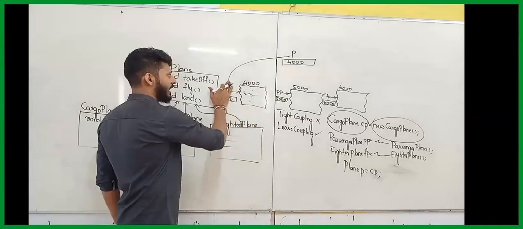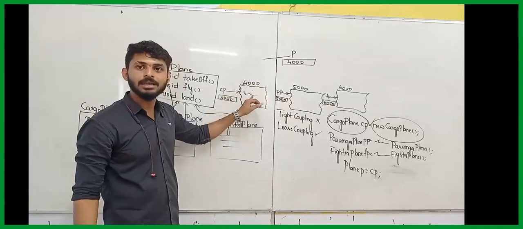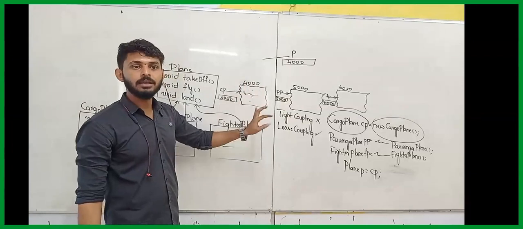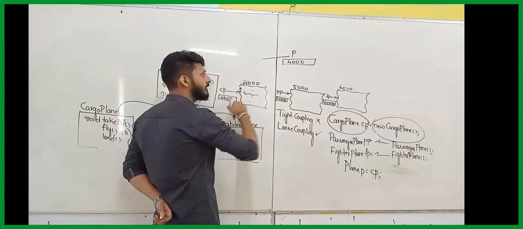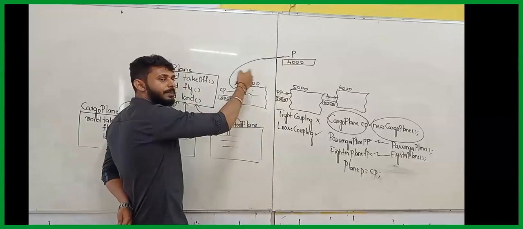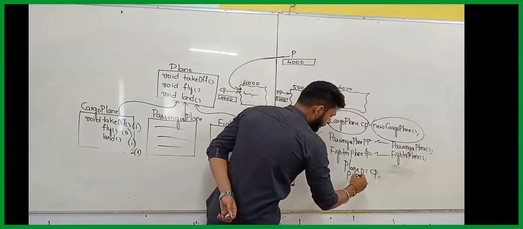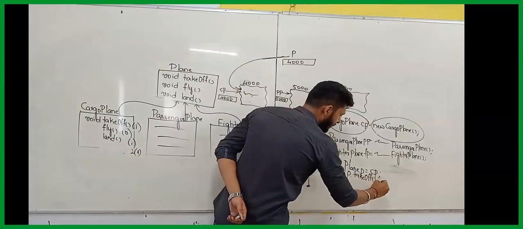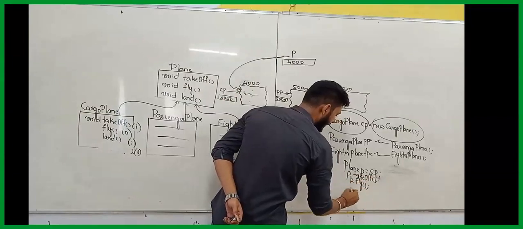Previous concept, what were we doing? CP was pointing to here. Whatever is present, CP dot LAN. Yes. Now what am I doing? I'm copying this address to P, which means P is pointing to the same place where CP is pointing. Using CP, if I was able to call this, now, don't you think using P also I should be able to call? So what will I write? Takeoff, P dot fly, P dot land.